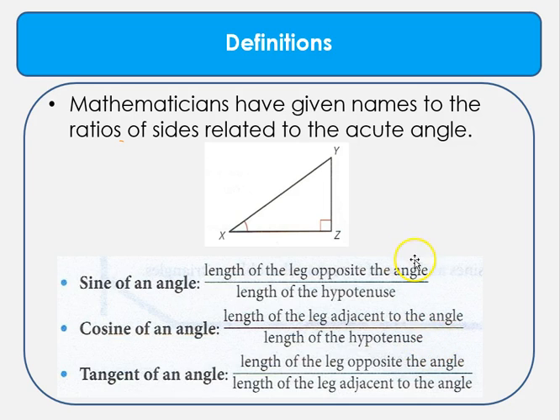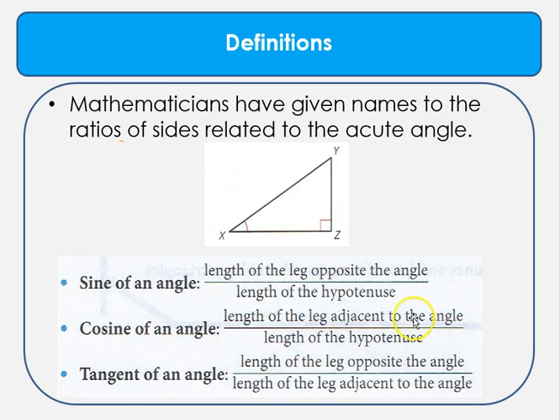So, mathematicians have given names to the ratios of the sides related to the acute angle. Rather than solving for each one of these using the proportions and writing them out each time, you now can substitute with a name. So here's our triangle, and we are now going to name one of those proportions, which was the length of the leg opposite the acute angle. So we're talking about the acute angle X, the leg opposite is YZ, being divided by the hypotenuse, and we call that the sine.